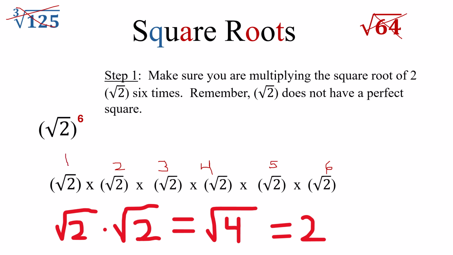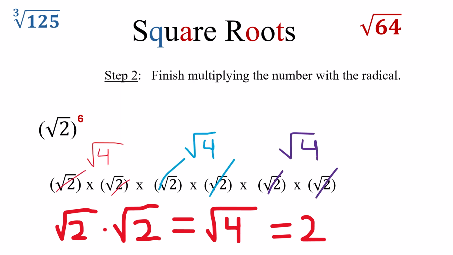Now, what are we going to do? We need it 6 times. 2 times 2 is 4. Square root of 2 times square root of 2 is square root of 4, and the square root of 4 is 2. So we're going to cancel them out so that we get square root of 4, square root of 4, square root of 4. See how I did them in different colors so that they all pair up? This equals 2, this equals 2, and this equals 2. Are we multiplying anything else? No, we're not dividing. Are we going to add? No.